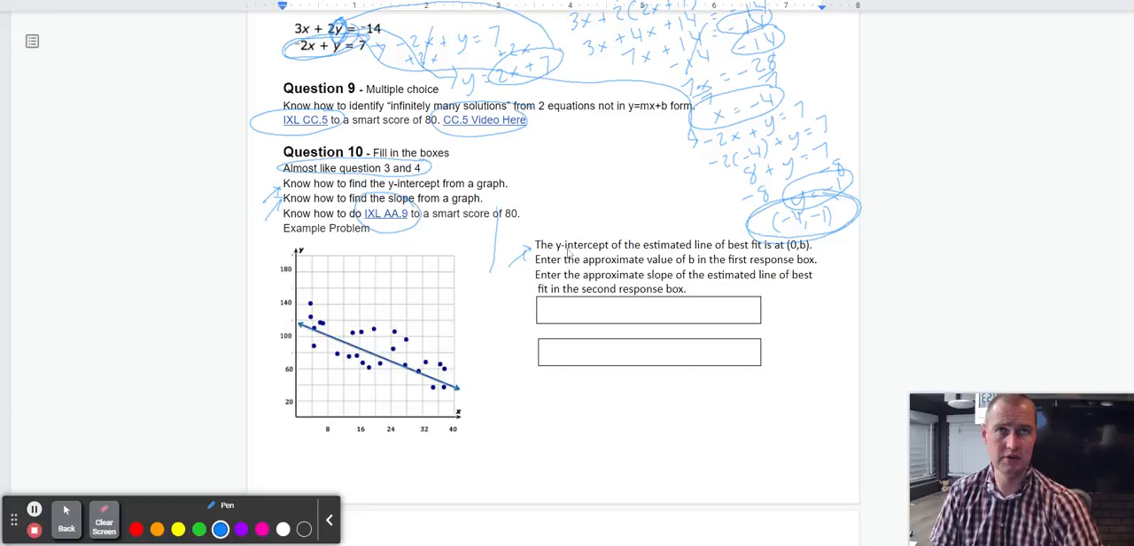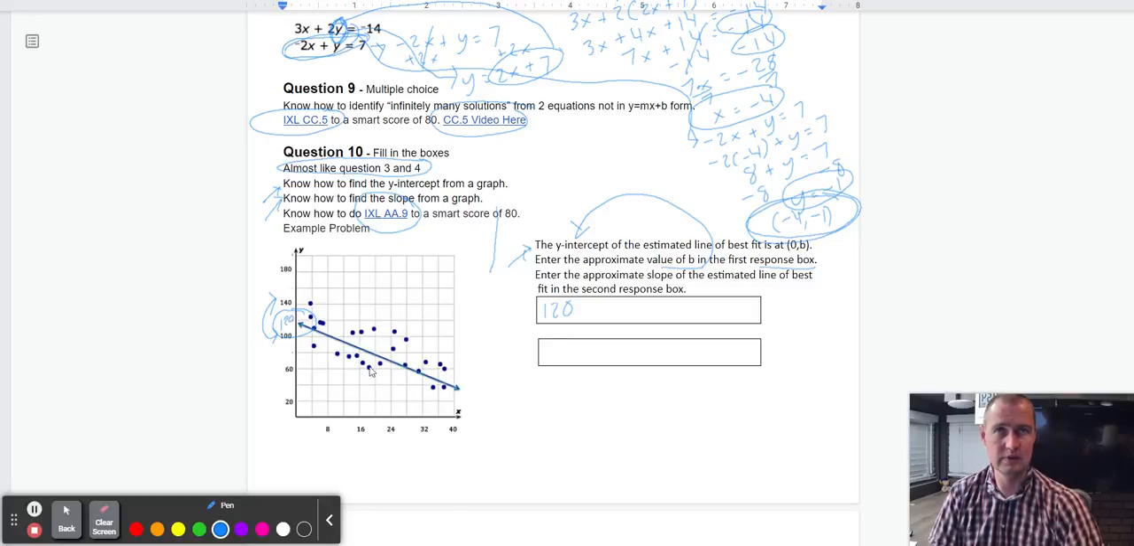Remember to follow the directions. It says the y-intercept of the estimated line of best fit is at 0, B. Enter the approximate value of B in the first response box. Well, what's the value of B? They're asking for the y-intercept. So again, very complicated way. They want the y-intercept. Take a look. Where is the line crossing? Looks like it's crossing the middle of nowhere. So you have to be creative and know what number is between, in this case, 100 and 140. So the number halfway between 100 and 140 is 120. So 120 would be perfect right here because it's exactly between.